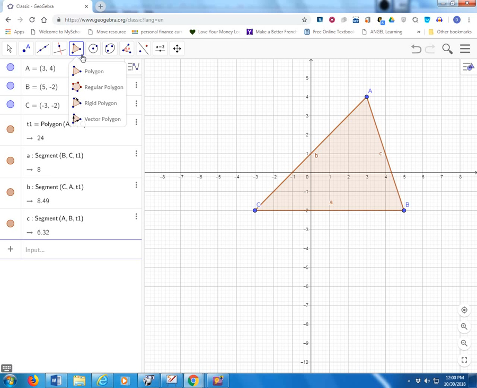Restarted the whole thing because I noticed at the time point. I gotta see what my points were. 5, -2. And do I press enter?